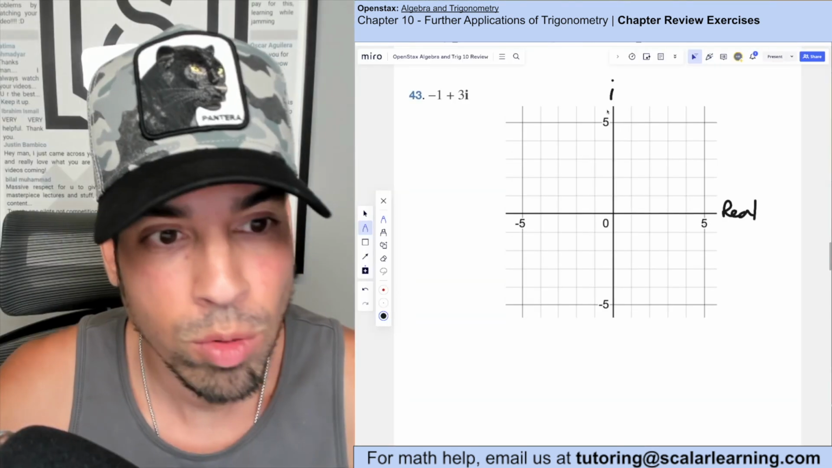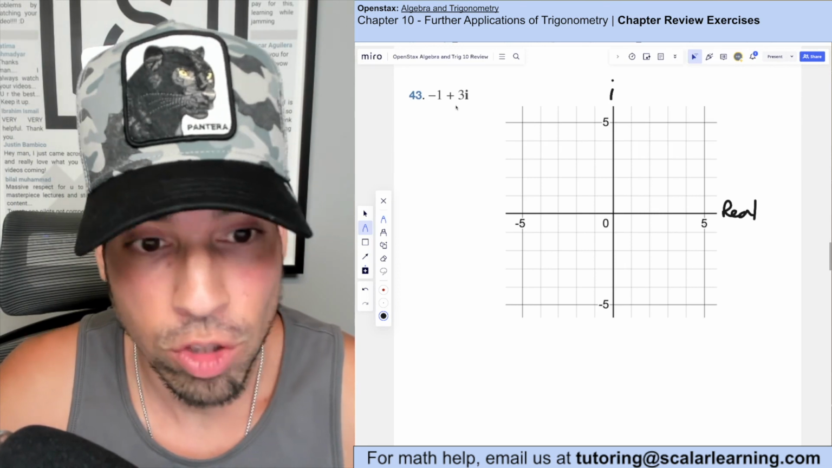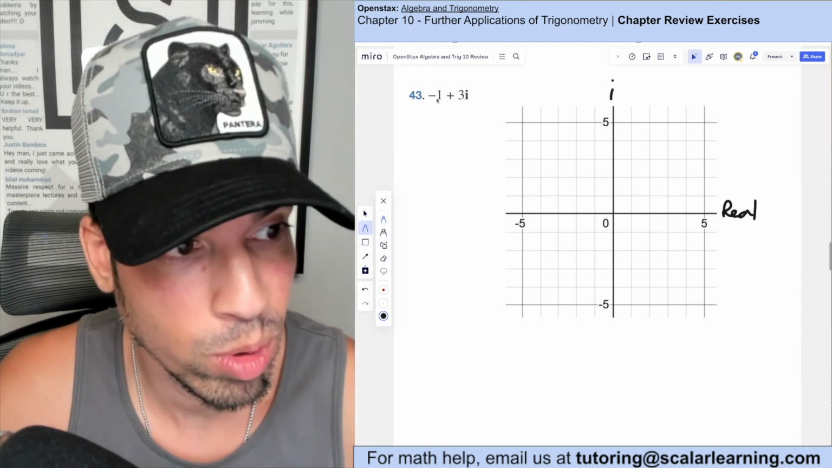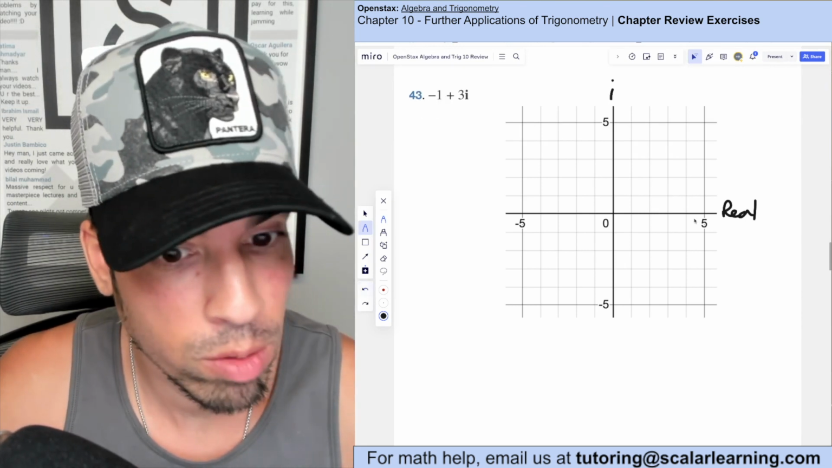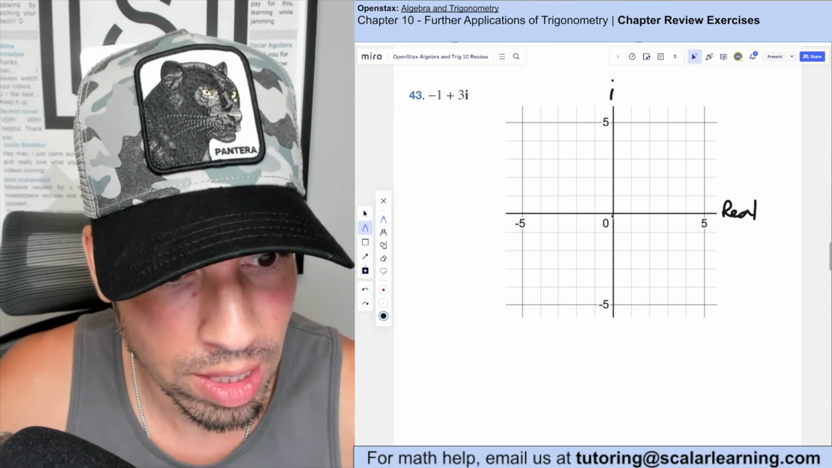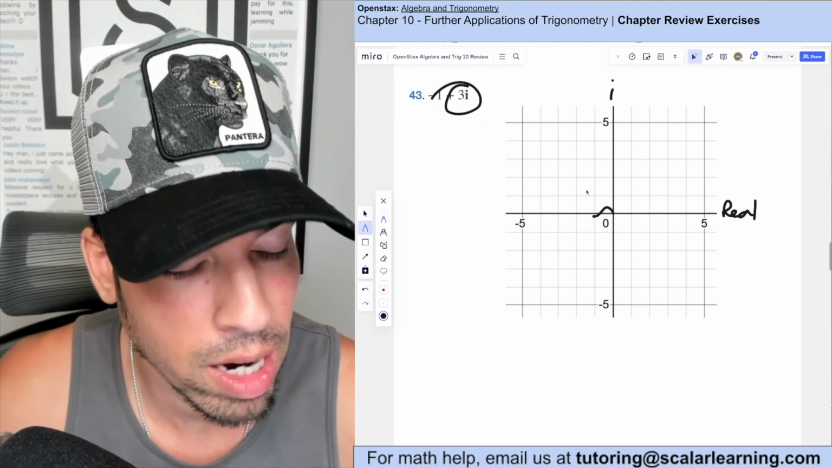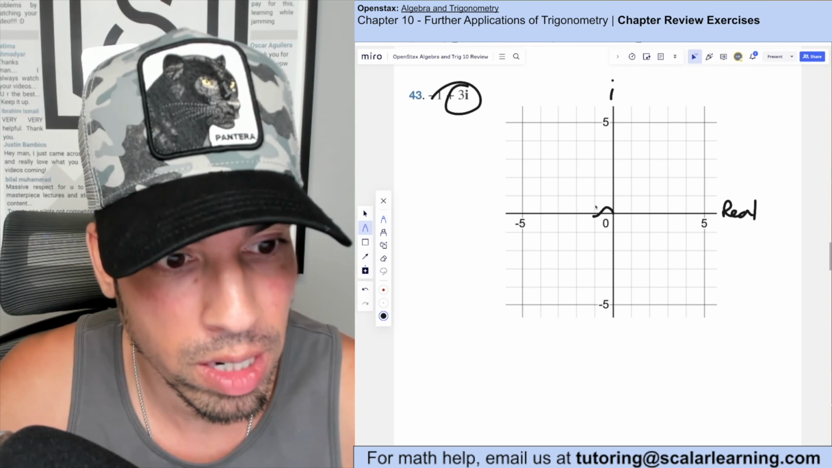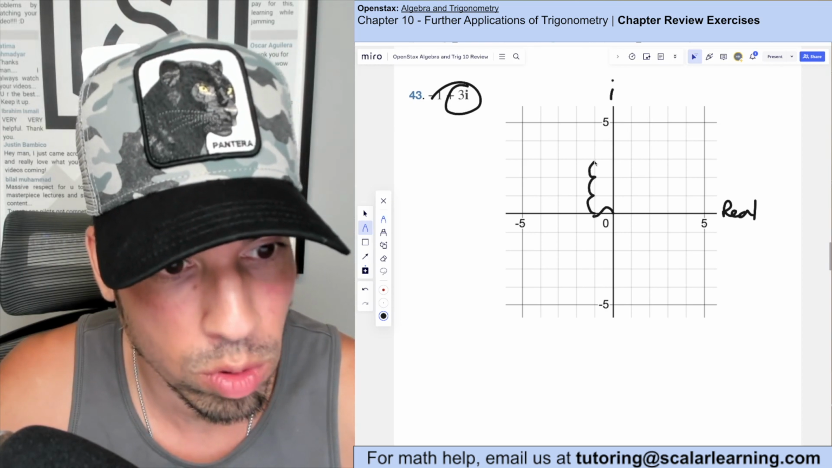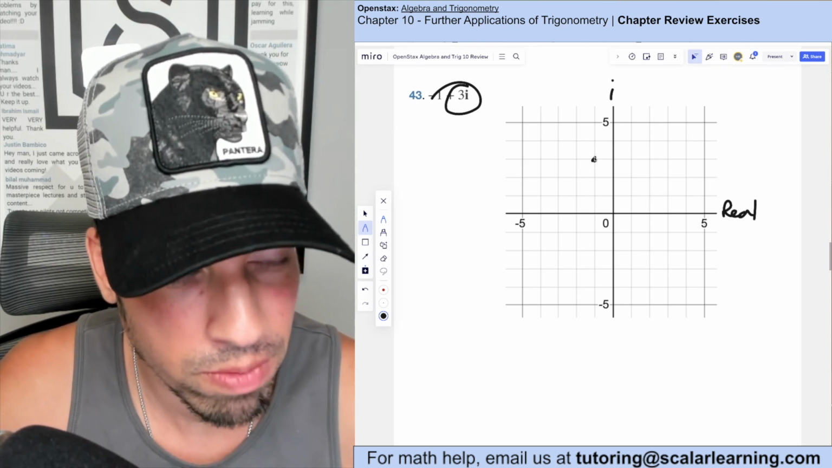Done. So for this one, we have the imaginary and the real axis. So when we're trying to graph this complex number, the -1 is the real part. That corresponds to left or right. So we go left by 1, and then the 3i means we go up 3 on the imaginary axis. 1, 2, 3, which means this is my final point.